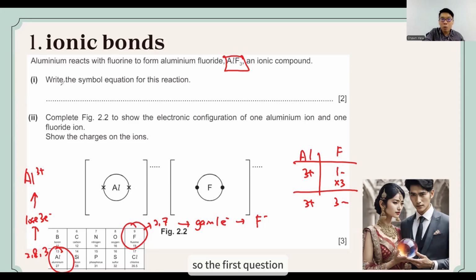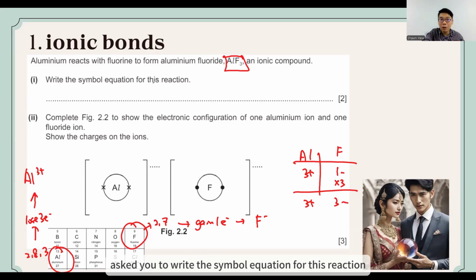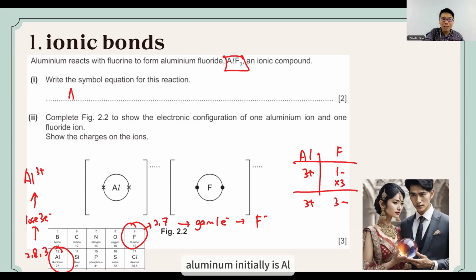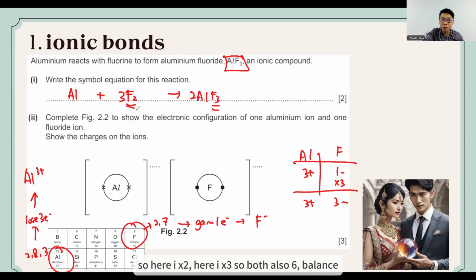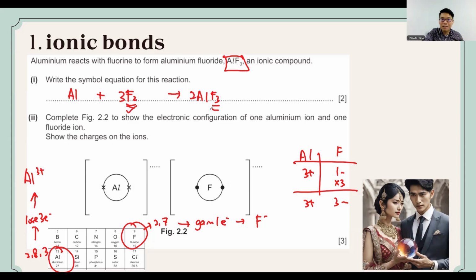Okay, so the first question asks you to write the symbol equation for the reaction. Aluminium initially is Al. Group 7 is always diatomic, and it will form AlF3. We do balancing. I'll do fluorine first. So fluorine here is 2, here is 3. So here I times 2, here I times 3. So both are 6. Balanced. Then we compare aluminium. Here the formula is already locked, so I have 2 aluminium. So here we must follow.